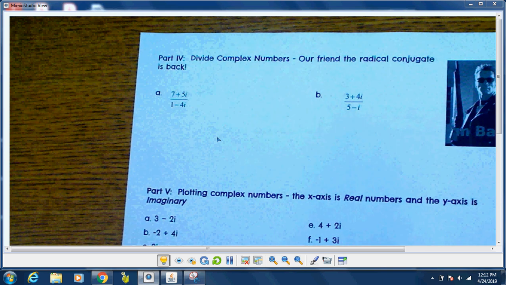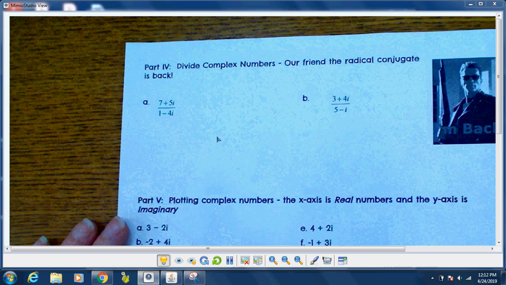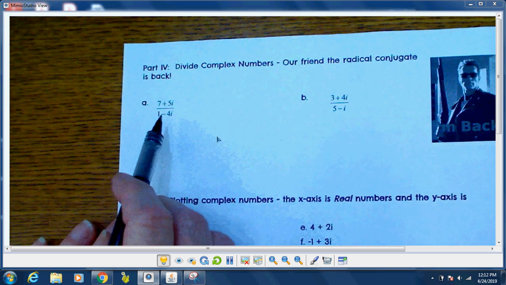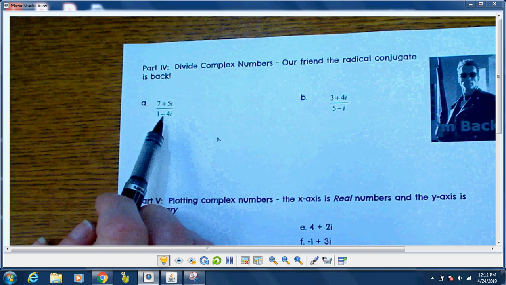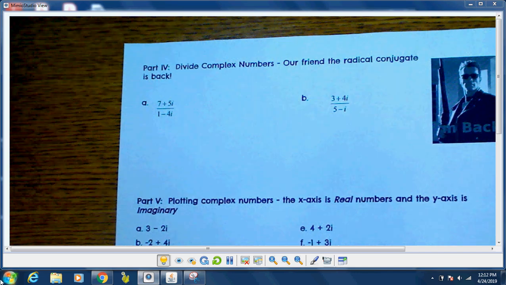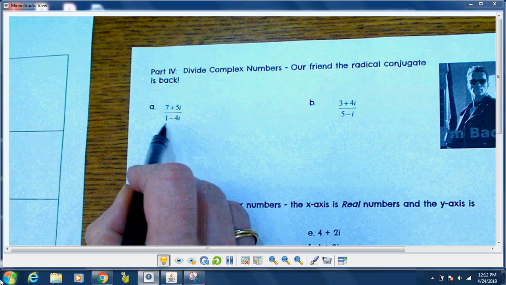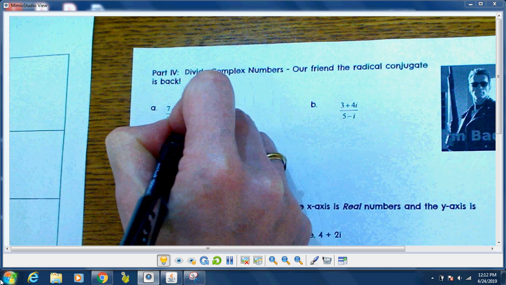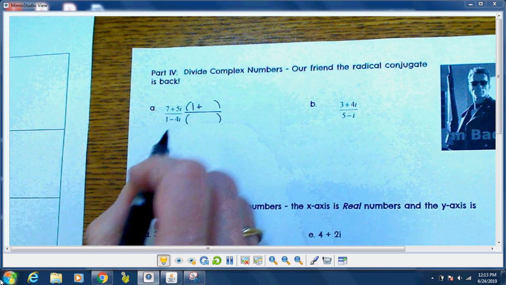All right. The other thing I wanted to give you an example of was part 4, dividing complex numbers. So we're looking at that radical conjugate. Remember, i is actually a radical number. It's the square root of negative 1. So the way we got rid of these a while back was we multiplied by what was called the radical conjugate. In this case, it's the exact same numbers, you just change the sign. So I'm going to multiply my numerator and my denominator by 1 plus 4i.